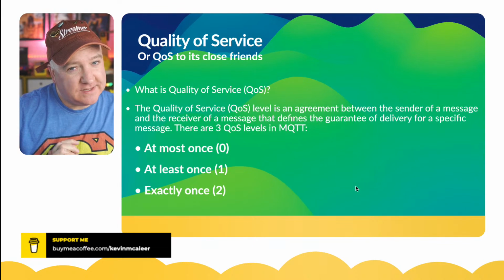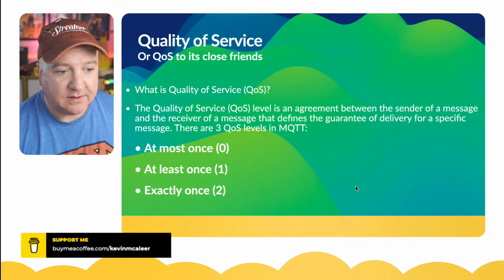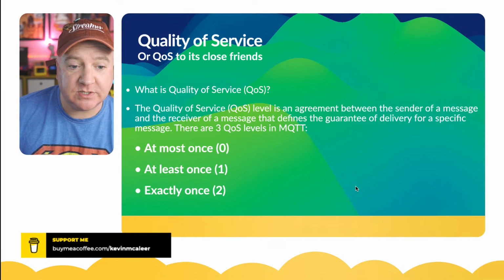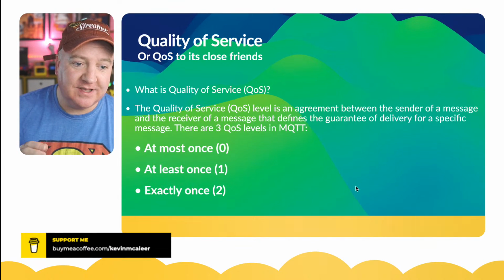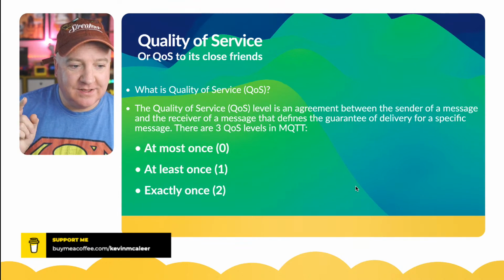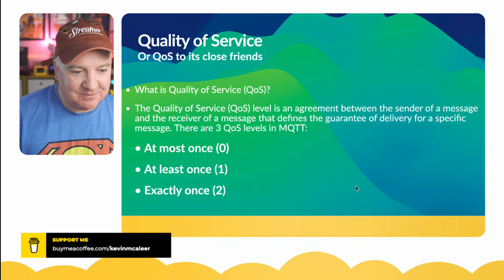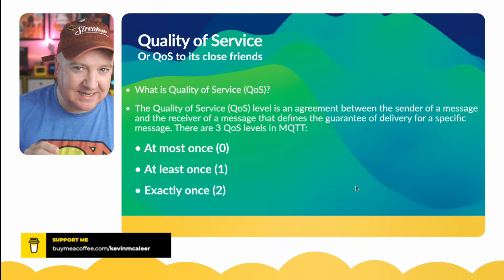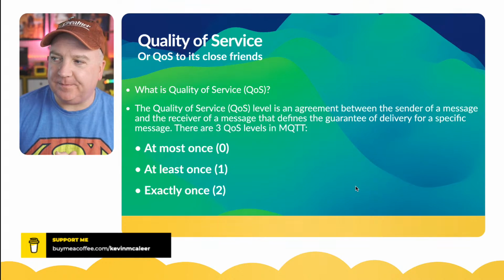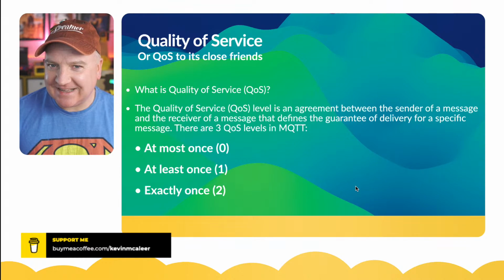Quality of service is something you can include on each message as well to say how important it is. Quality of service, or QoS, is the level, an agreement between the sender of a message and the receiver of a message that defines the guarantee of delivery for a specific message. There are 3 levels. You can send at most once, at least once, or exactly once, which is level 2. And think about why this is. If you think about sending postcards, for example, in the post, does that translate to many other cultures?